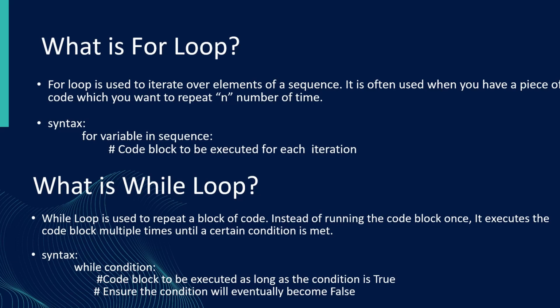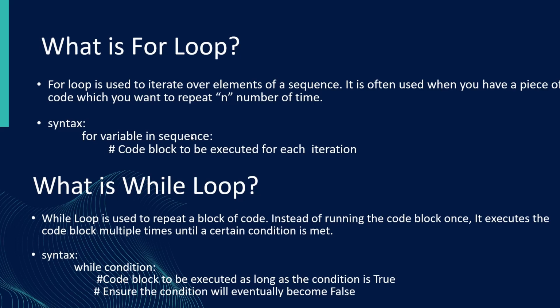The syntax of a for loop is: for, then variable, in, sequence. In the next tutorial, where we do examples and hands-on exercises, it will be easy for you to understand what the variable is and what the sequence is. Okay, so I hope you understood what for loops are.